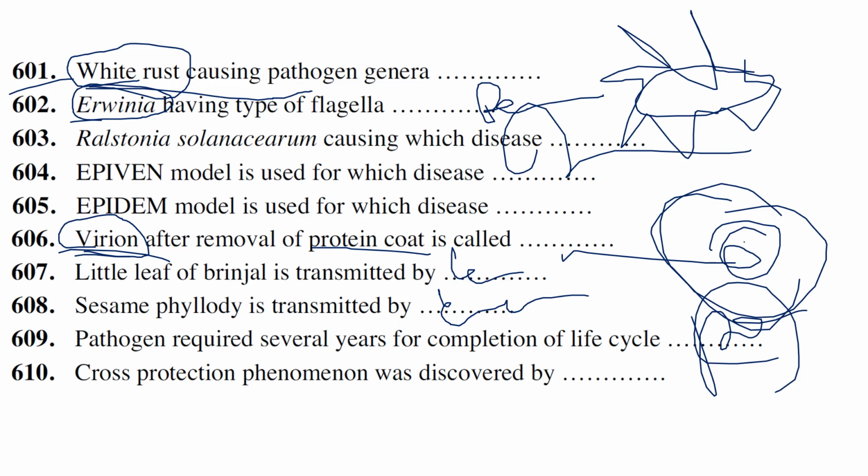The cross protection phenomenon was discovered by McKinney against tobacco mosaic virus. It was actually developed for tobacco mosaic virus, but now we are using it extensively against Citrus tristeza virus.